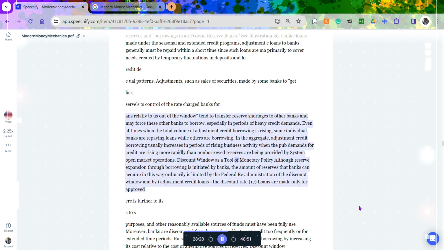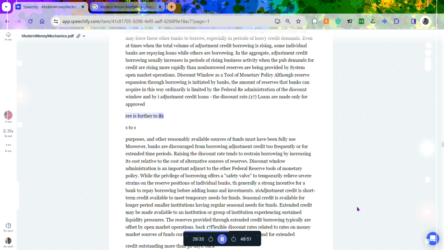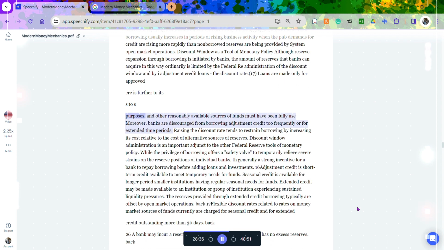Discount window as a tool of monetary policy. Although reserve expansion through borrowing is initiated by banks, the amount of reserves that banks can acquire in this way ordinarily is limited by the Federal Reserve administration of the discount window. Adjustment credit loans are made only for approved purposes, and other reasonably available sources of funds must have been fully used. Moreover, banks are discouraged from borrowing adjustment credit too frequently or for extended time periods.